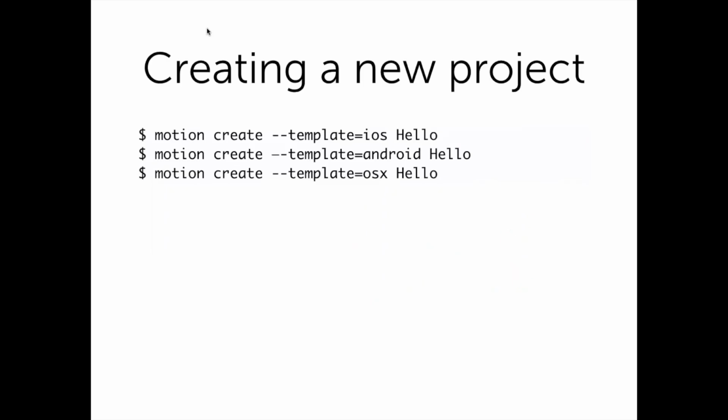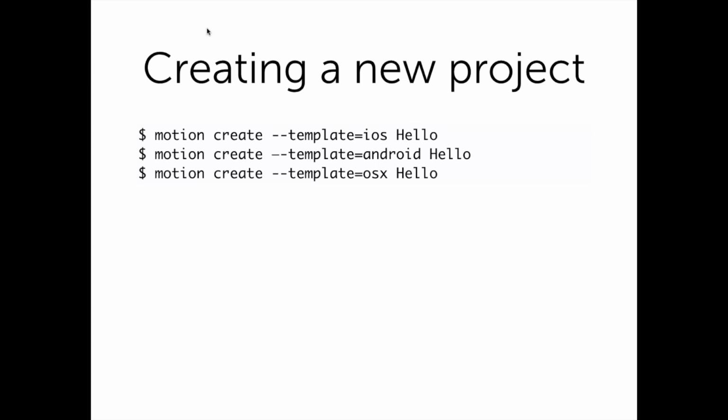Creating a new project in RubyMotion is very, very easy. From the command line, you can just type motion create and then the name of a project, and it's going to create a directory under that name, and you can just cd into the directory and you can start working.